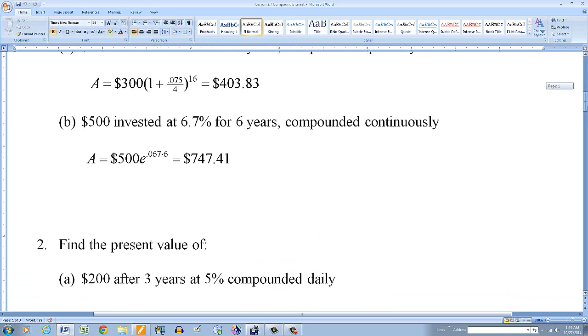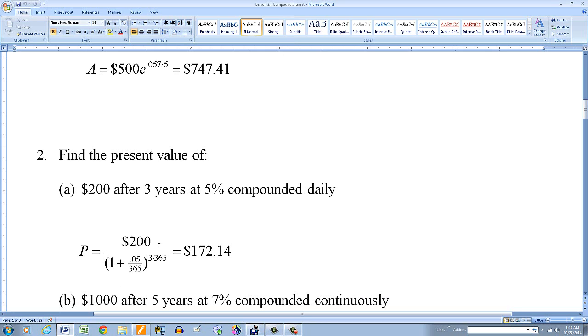Find the present value of $200 after 3 years at 5% compounded daily. The $200 that they give you here is actually the future value. So what they're asking is, what do you invest now so that in 3 years you'll have the $200?